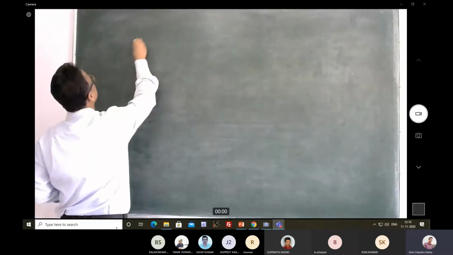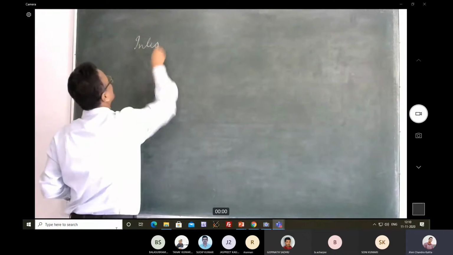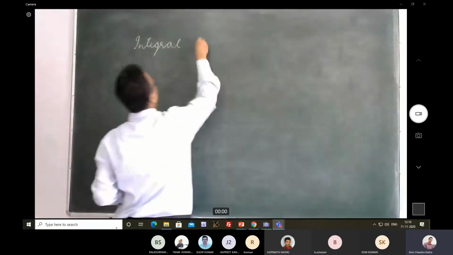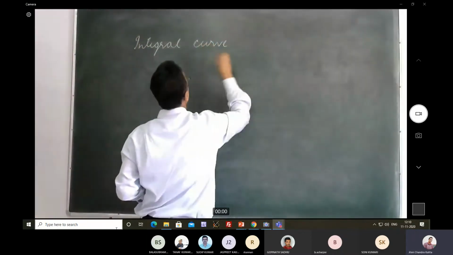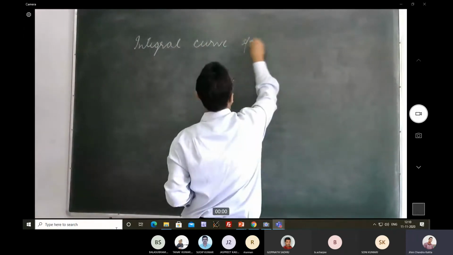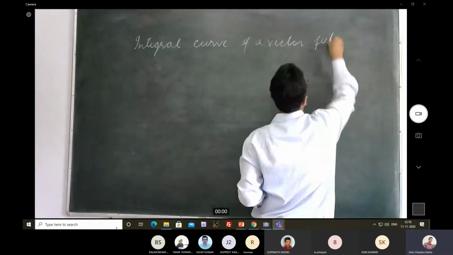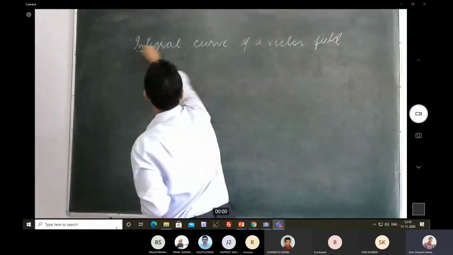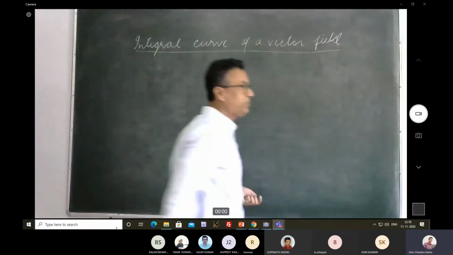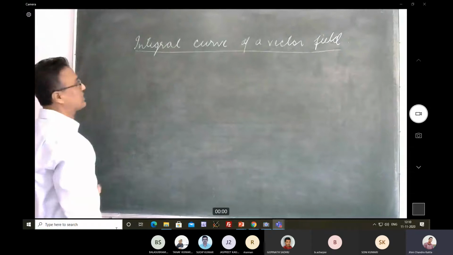So if you recall, yesterday I did the integral curve of a vector field. Integral curve of a vector field. Okay. So if you recall, what was that?